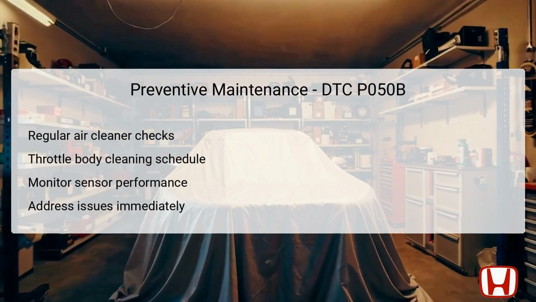Moreover, creating a schedule for routine cleaning of the throttle body is beneficial, as this component can easily become dirty or caked with carbon deposits. Continuous monitoring of the performance of both the MAF and IAT sensors is essential to catch early signs of failure before they lead to more significant issues. Additionally, if any symptoms arise, addressing them immediately can prevent minor problems from developing into major concerns. By implementing these measures, you can maintain optimal engine performance and prolong vehicle lifespan.